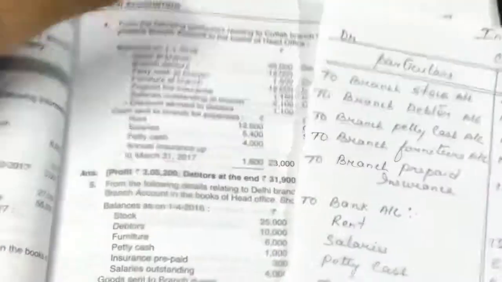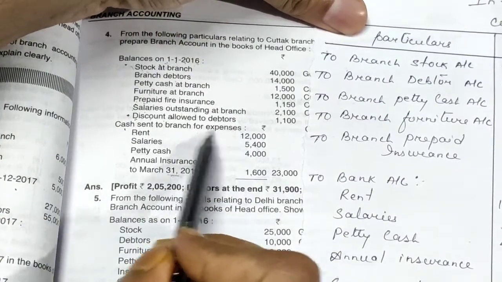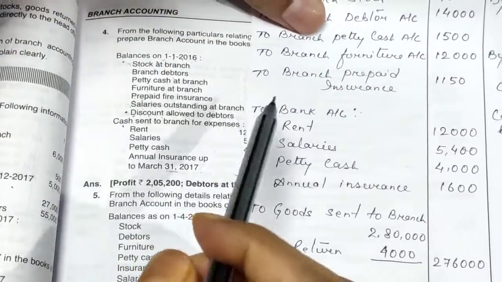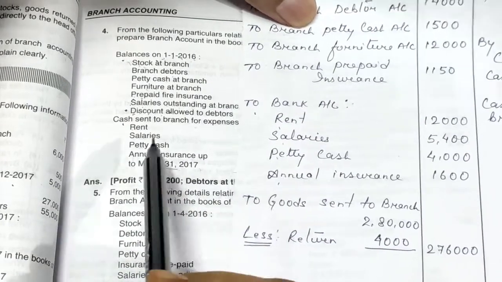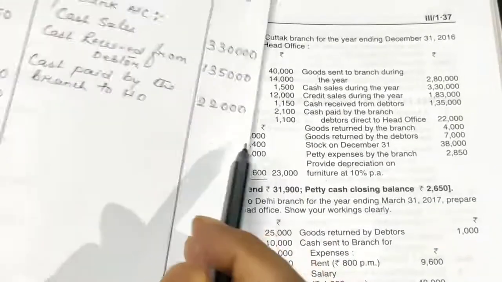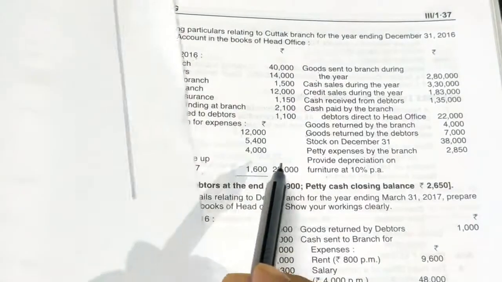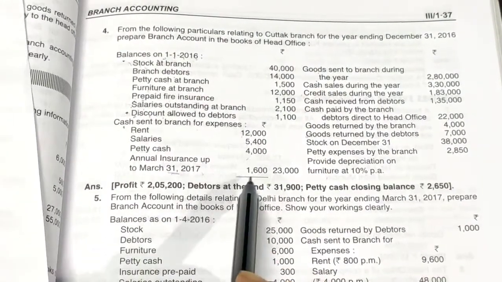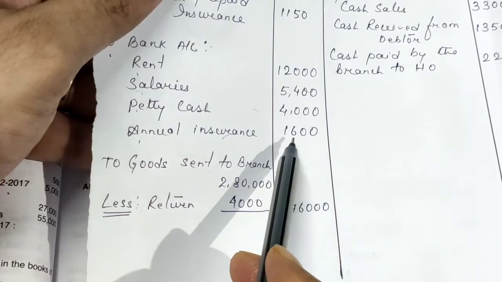Okay, now here you see, as I told you, cash sent to branch for expenses, these are expenditures, so it will come in the debit side. I wrote here to bank account, rent, salary, petty cash, annual insurance. I wrote the amount accordingly: 12,000, then 5,400 for salaries, then petty cash is 4,000 and insurance is 1,600. I wrote here 4,000 and 1,600.